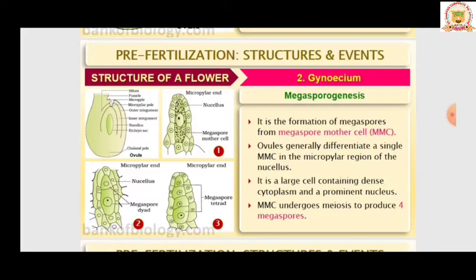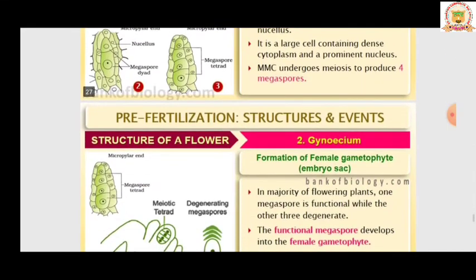The megaspore mother cell undergoes meiosis to produce 4 megaspores. So after formation of the megaspore mother cell in the ovule, this megaspore mother cell, containing a cytoplasm and a prominent nucleus, undergoes meiotic cell division to produce 4 megaspores. It is going to form 4 megaspore cells.